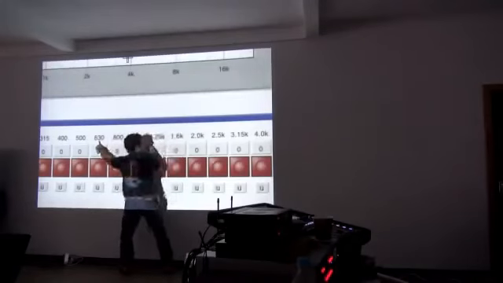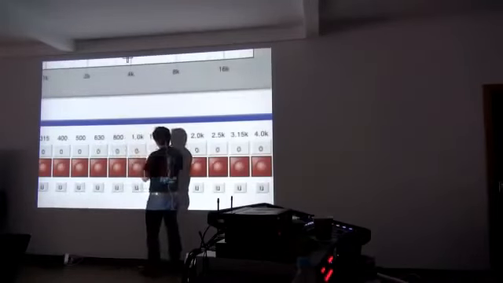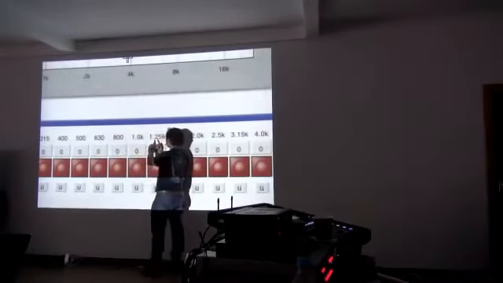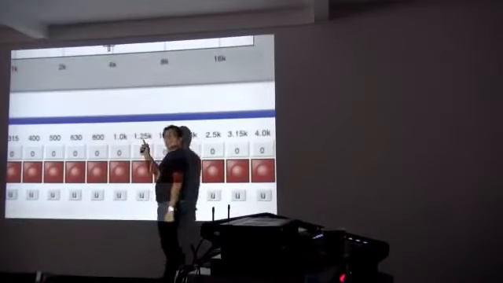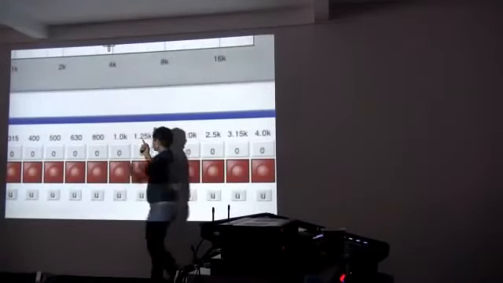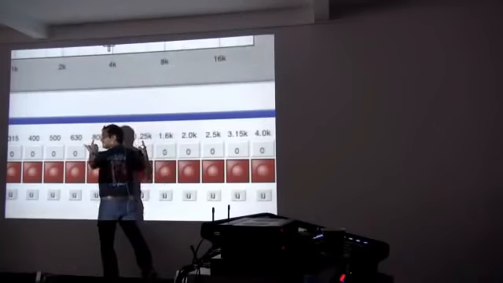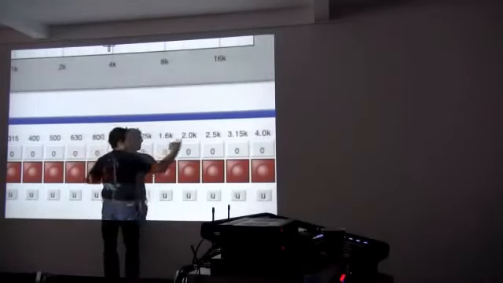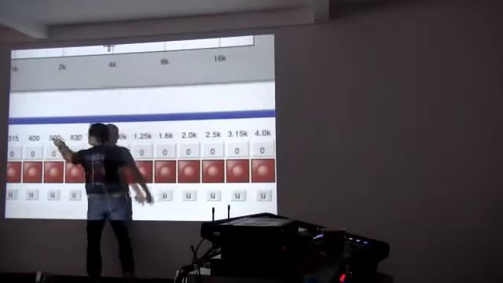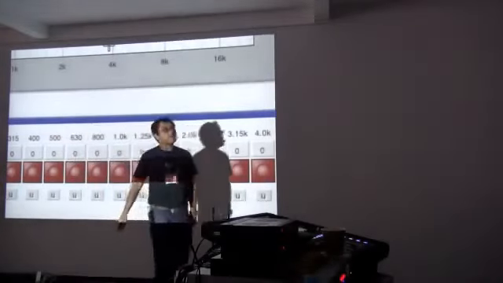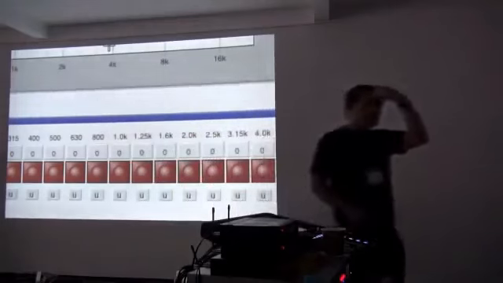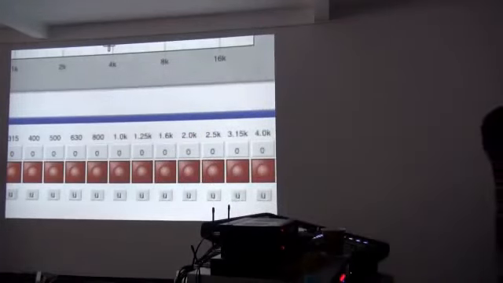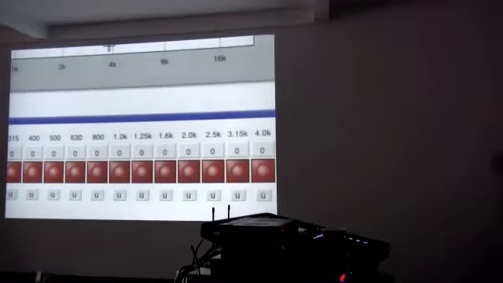800, 1.2, 630, 1.6. But what is the period of 1.25? It's not 800. 0.8, 1.6, 0.63, 2000 Hz, 0.5. Okay. It's difficult to use a graphic equalizer.